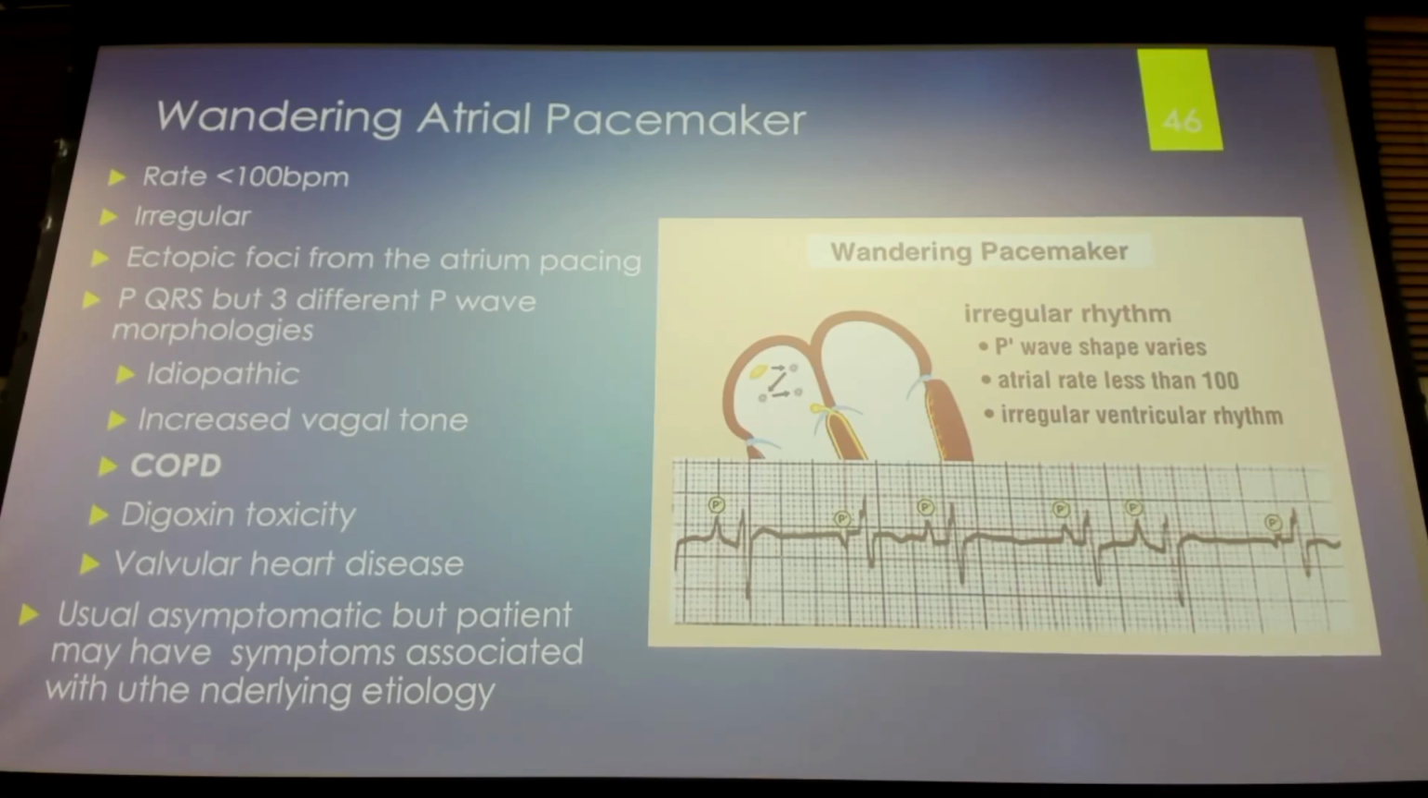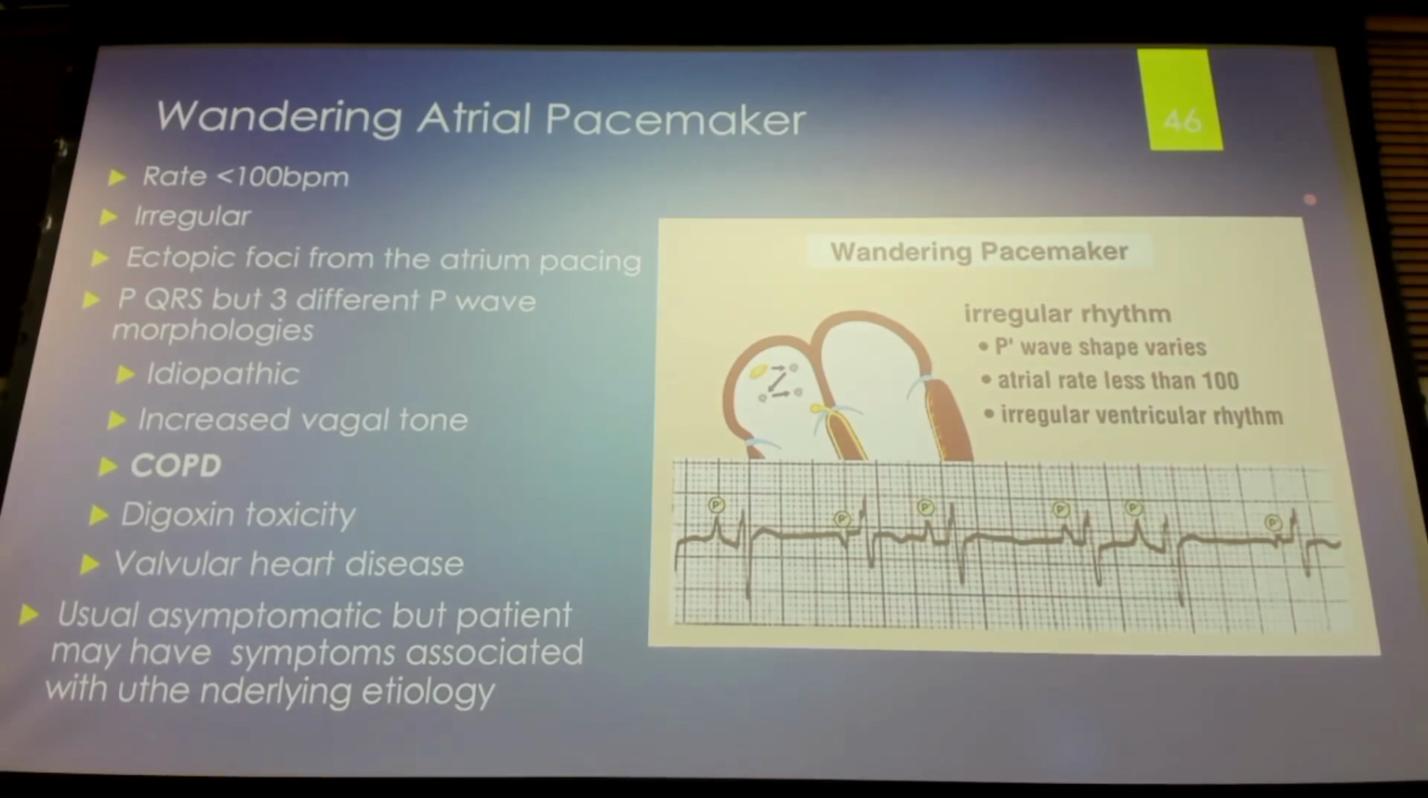If the rate is greater than 100, we call it multifocal atrial tachycardia. If it's less than 100, we call it wandering atrial pacemaker. The treatment is the same, which is not treating the ECG, but treating the patient. Control their underlying respiratory problems, or whatever their underlying issue is, and that will fix their ECG. There's nothing else to do.